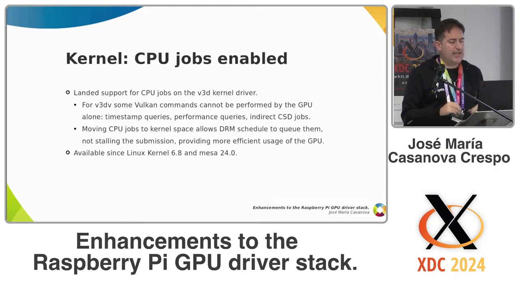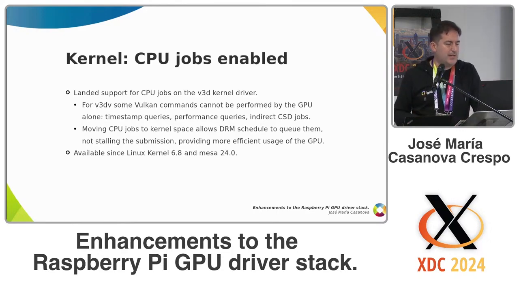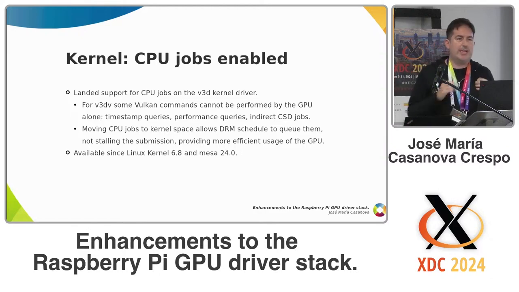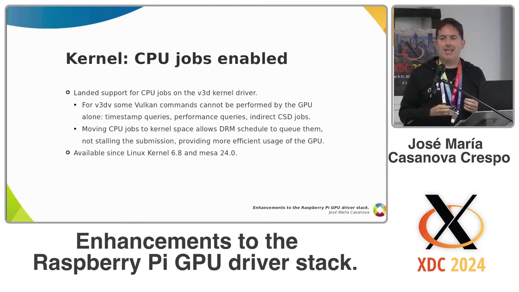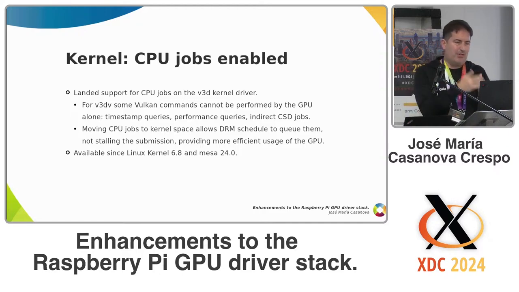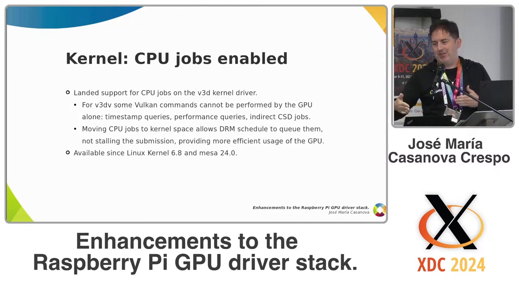On the kernel side, we have implemented several things. One of those was announced in the last XDC, but this finally landed. This is support for CPU jobs. This has allowed us to avoid stalling in the user space driver when we have some features that didn't have support in the hardware. For example, the hardware cannot support getting a timestamp, so we managed that by obtaining the information, stalling the driver, waiting for the job to finish, and then doing another submission. But we stop submitting commands to the GPU in that time.